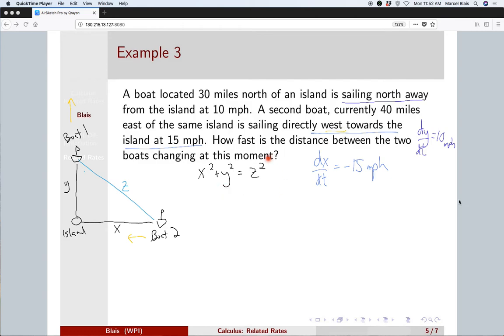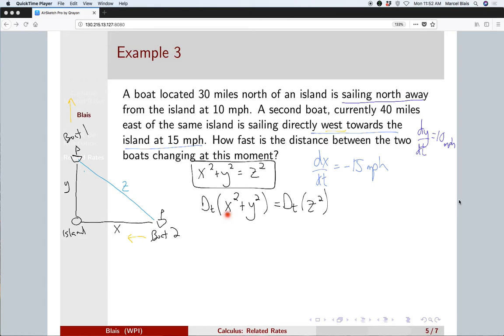So take this equation and implicitly differentiate both sides with respect to time. And again, the intuition here is that this is a moving picture. This boat is moving west. This boat is moving north, so x, y, and z are all changing in time. But the right triangle is always preserved, which means this Pythagorean theorem always holds for any time, which gives us a reason to differentiate both sides with respect to time.